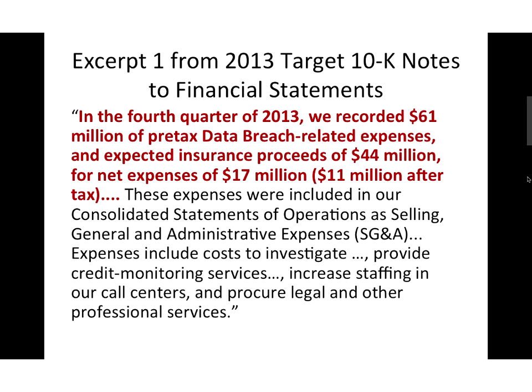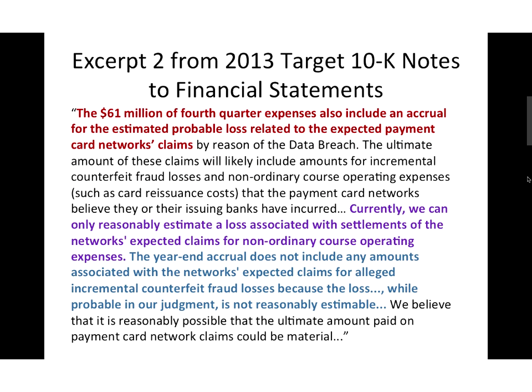And you think, well, that's not very much for Target. Well, yeah, but these were things that they actually incurred. So this is what they actually had out of pocket in December 2013. It tells us even the cost to investigate, have a credit monitoring service, increase staffing, and get legal services on board. Okay, so then we go on to read, continuing with the excerpts: the $61 million of fourth quarter expenses also included, and this is where it's important, an accrual for the estimated probable loss. Okay, so right there, they're telling you it's a probable loss.